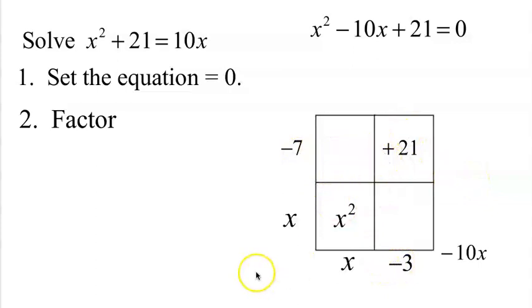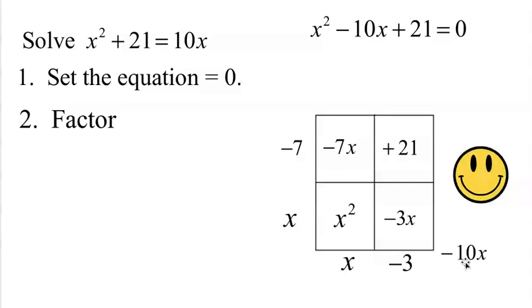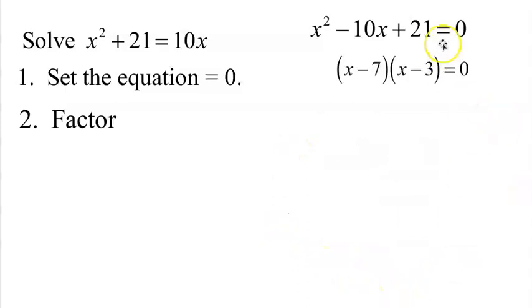Then doing the multiplication, negative 7 times x is negative 7x. Negative 3 times x is negative 3x. When we add those together, negative 7x and negative 3x is negative 10x. That's factored correctly. So we're going to write it down as x minus 7 times x minus 3 equals 0.